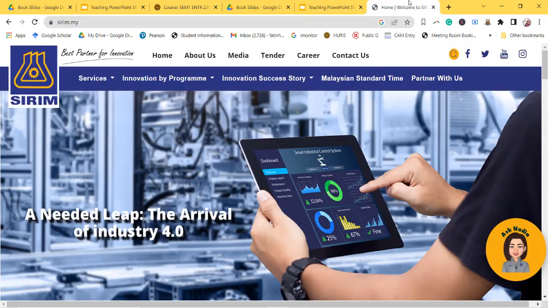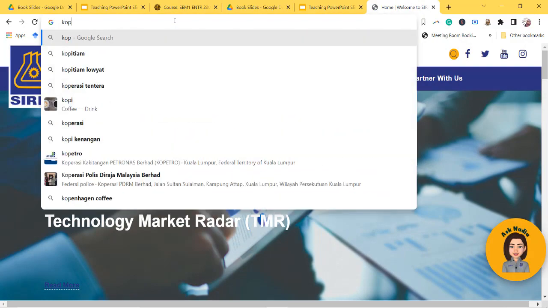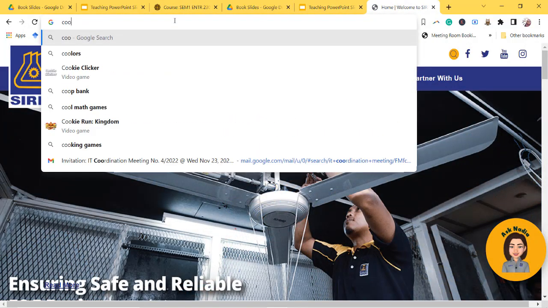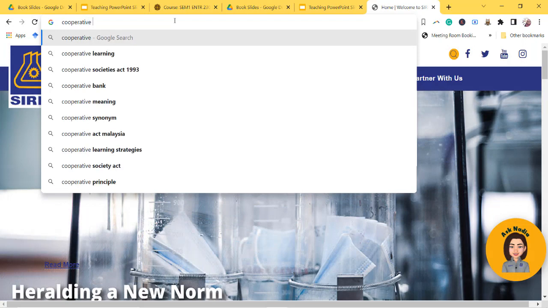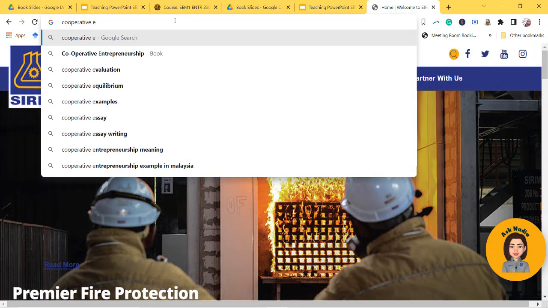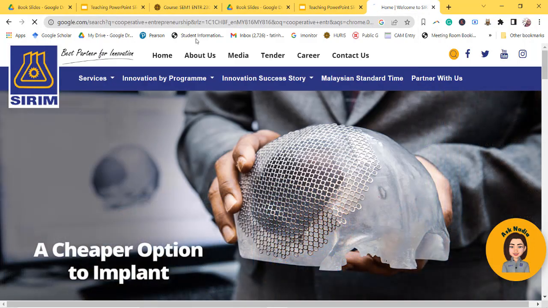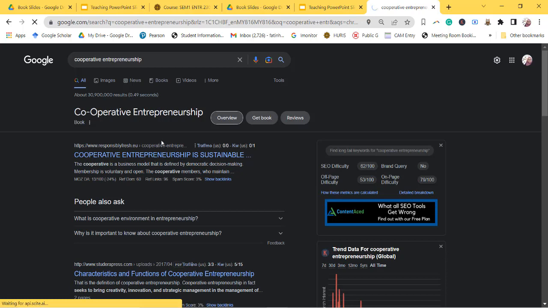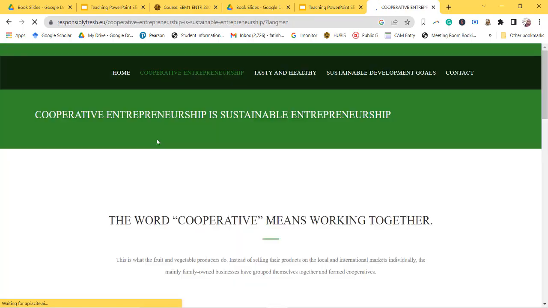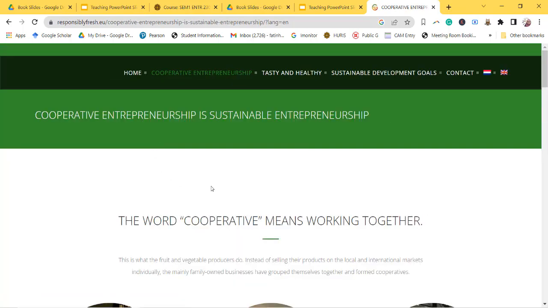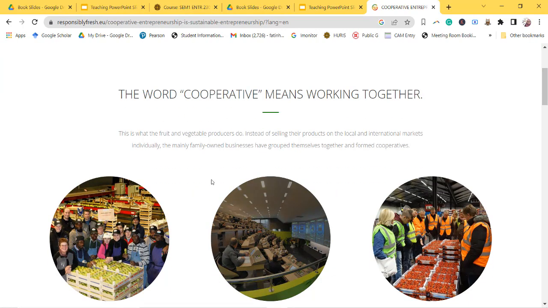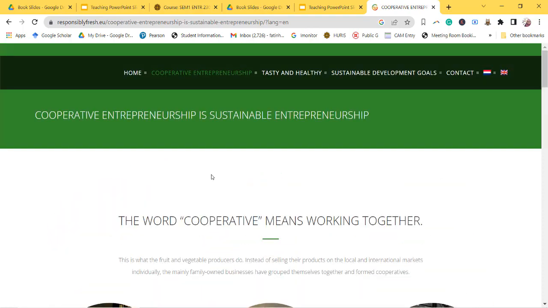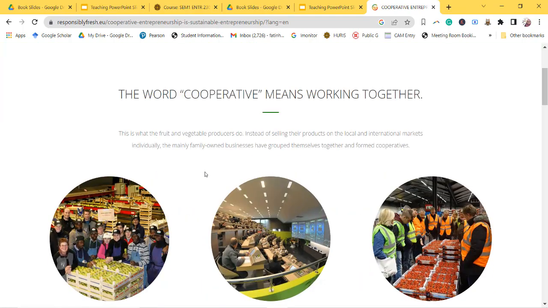Cooperative entrepreneurship. In Malaysia we call it koperasi. Okay. Cooperative is a combination of several members. It's like a club, like a student union club or something, but they are cooperative. Okay. Cooperative means working together.